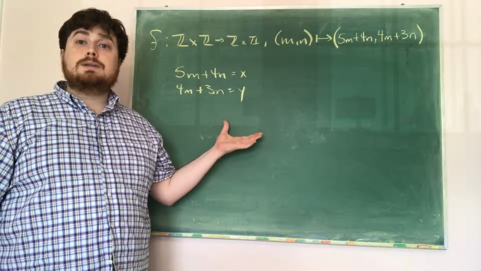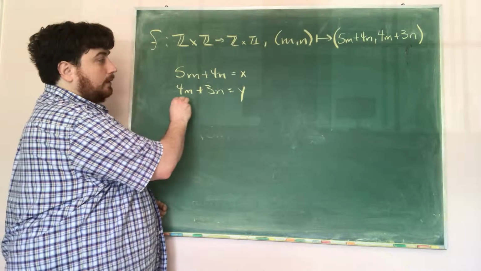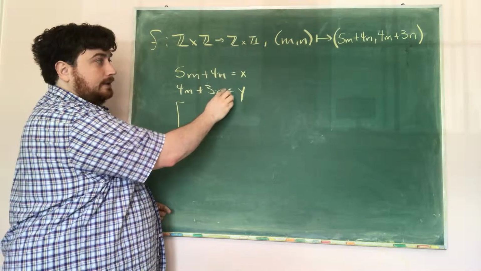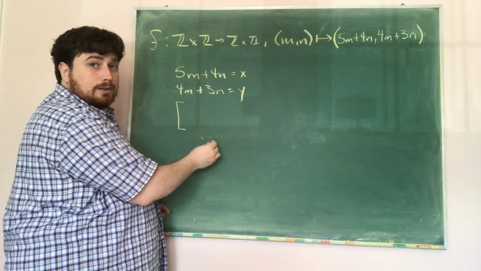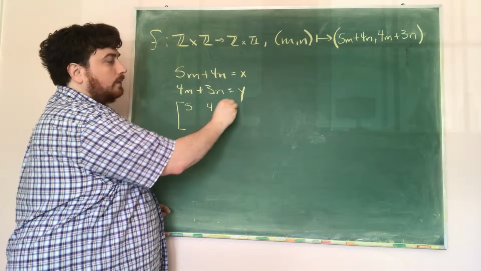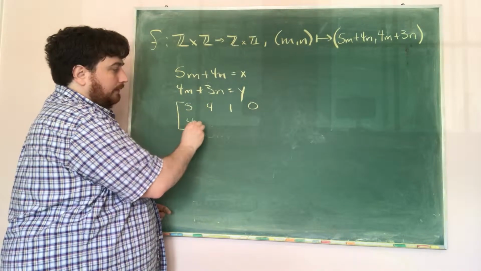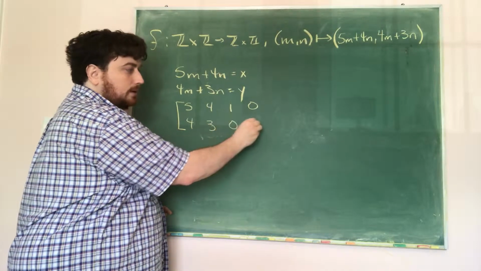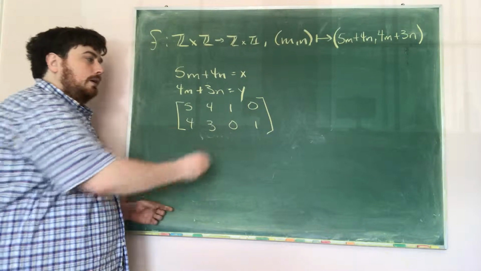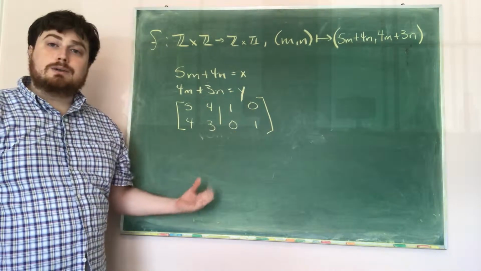Alright, so now if I'm going to solve this system of linear equations using matrices, the idea is that I'm going to write the coefficient matrix where the first column is m, second column is n, third column is going to be x, and the fourth column is going to be y. So if I pull the coefficients off, I get 5, 4, 1, 0, because there's 0 y's up here. And then I get 4, 3, 0 x's and 1 y. So I have the augmented matrix 5, 4, 1, 0, 4, 3, 0, 1.